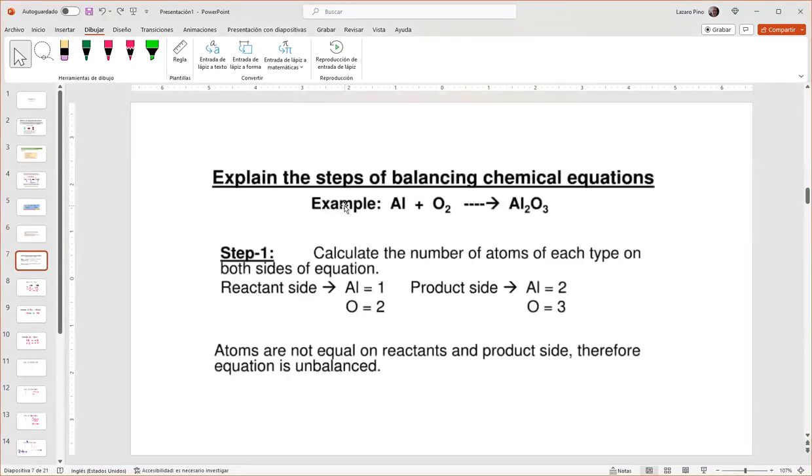Here we are going to see an example. Aluminum and oxygen yield aluminum oxide. The first step is to count the number of atoms on each side. You have one aluminum in the reactant and two oxygen. In the product, you have two aluminum and three oxygen. As you can see, the numbers are not the same, so this reaction is unbalanced.